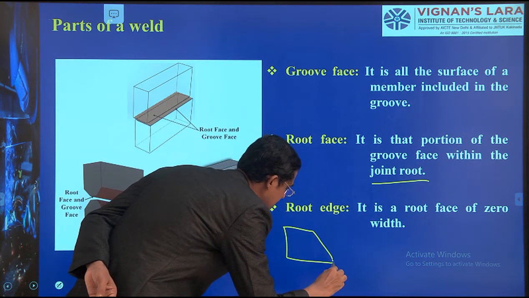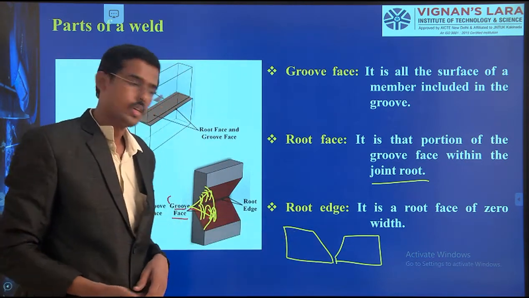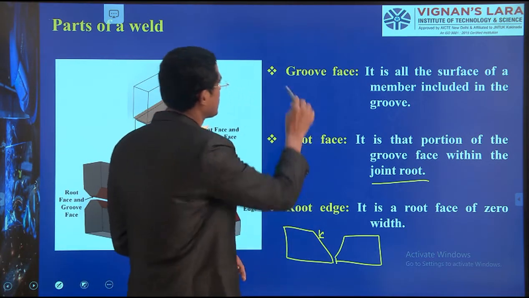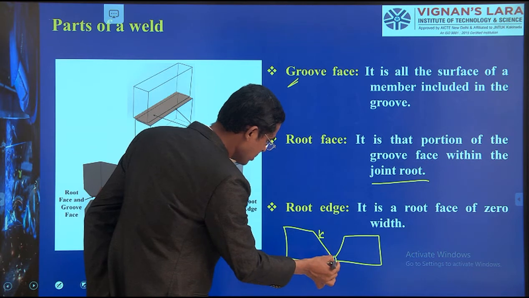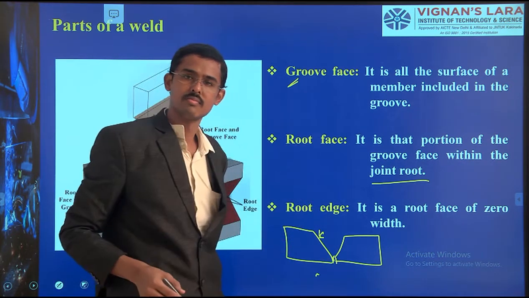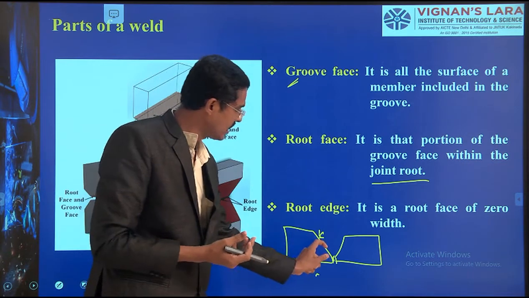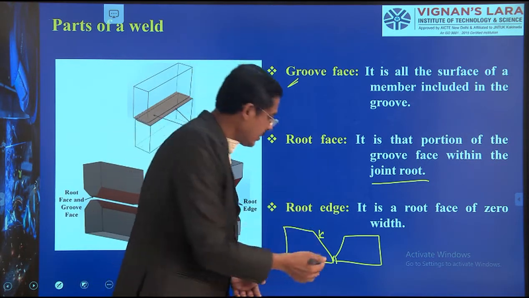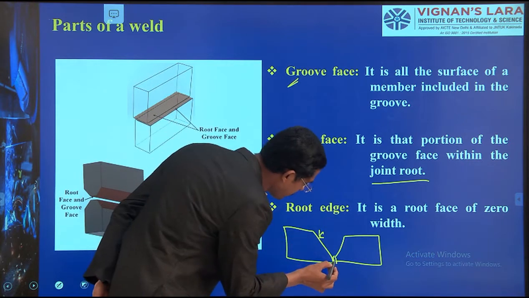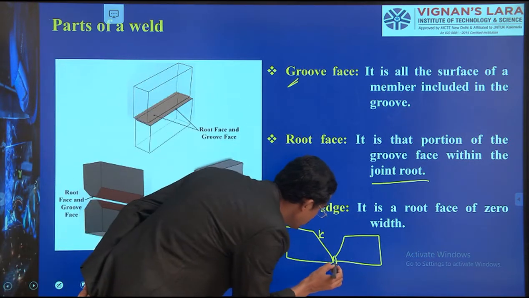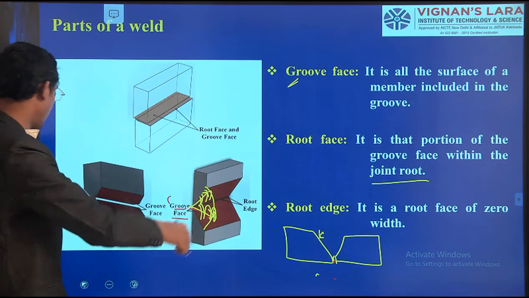We have seen, like this in the front view, we have drawn this location. This I told you is the joint root. And these faces I am representing as the groove face. Okay, the same groove face, in case it is crossing in this region, I am calling it the root face. Joint root, groove face, on the joint itself, that is the root. But the face that is there is called the root face. It is a root face of zero width. This point I am calling the zeroth point, the last point, and we call it the root edge.